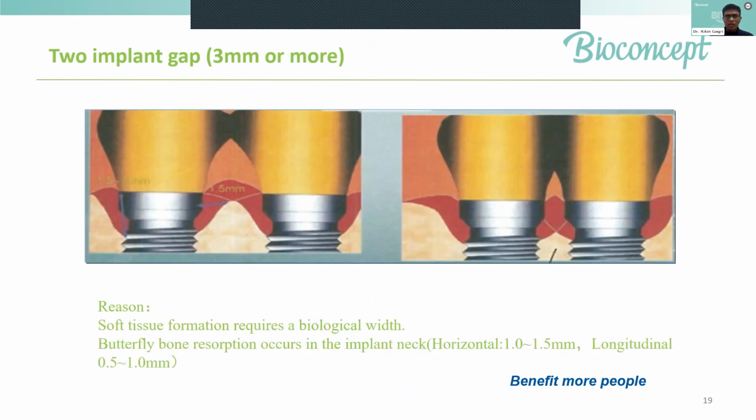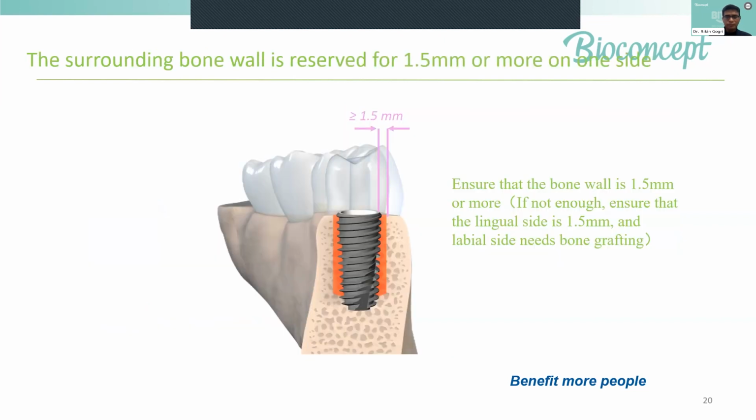So this is again showing a similar scenario that the distance between two adjacent implants or an adjacent natural tooth should be this. This allows for sufficient soft tissue formation between the implant bodies. Again, what I was saying, ensure that the bone wall is 1.5 millimeter or more. If not enough, ensure that the lingual side is 1.5 and the labial side can be grafted with your GBR material, which can be autologous bone or alloplast or a xenograft, depending on what is available and the time that you can afford for doing the second phase.